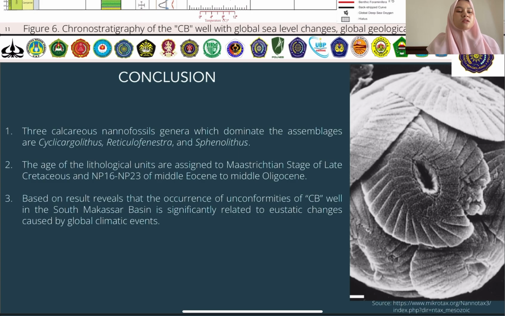Last, the result reveals that the occurrence of unconformities of the WLCB well in the South Makassar Basin is significantly related to eustatic change caused by global climatic events.